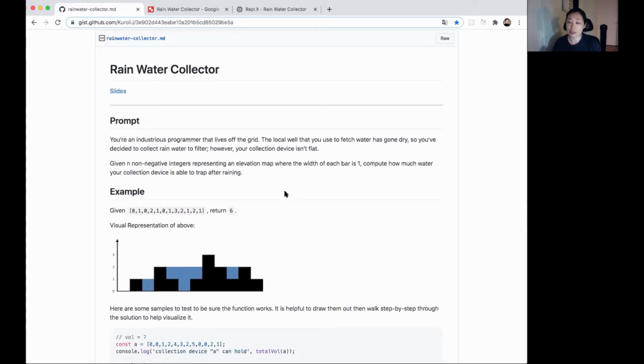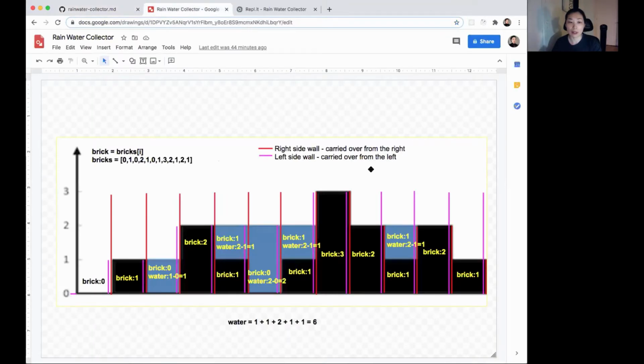Let's look at the relationship between the bricks and water. This diagram I drew may give you a better idea. The first block of water is collected when the height of the current brick, which is 0 because there is no brick, is subtracted by the height of the brick on the left. So 1 minus 0 is 1 block of water. The second block of water is collected when the height of the current brick, which is 1, is subtracted by the height of the brick on the left, 2. So 2 minus 1 is another 1 block of water.